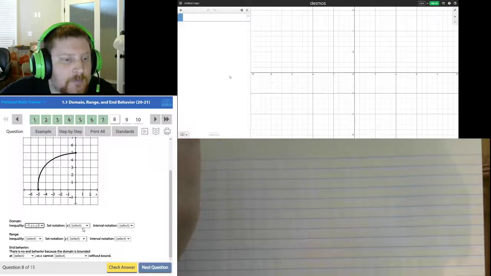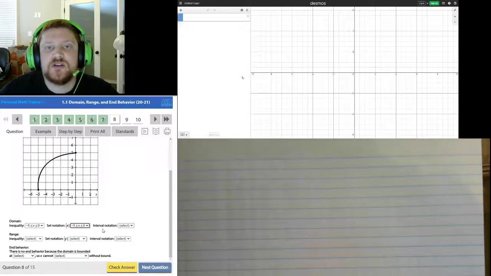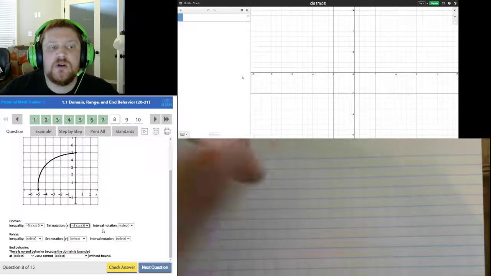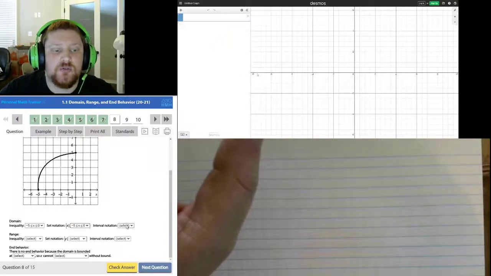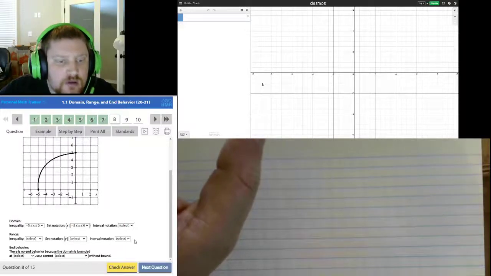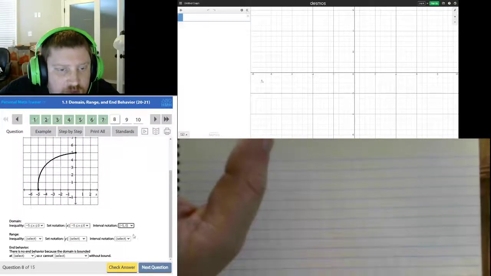Right there. Set notation, we pull that same thing in. And interval notation, -5, comma 0, with closed brackets on both sides because it includes both of those points. -5 to 0, double closed.